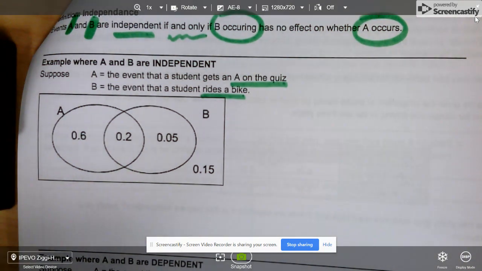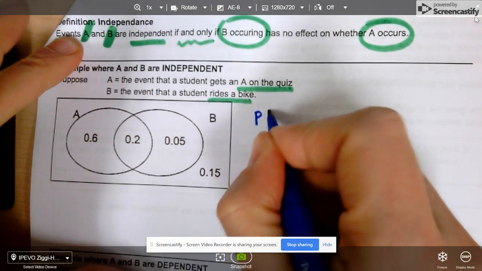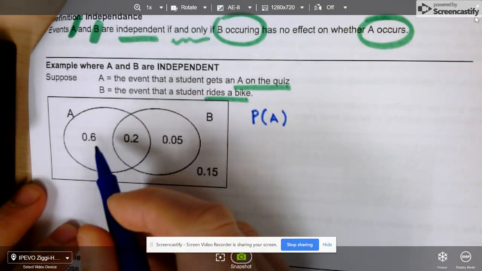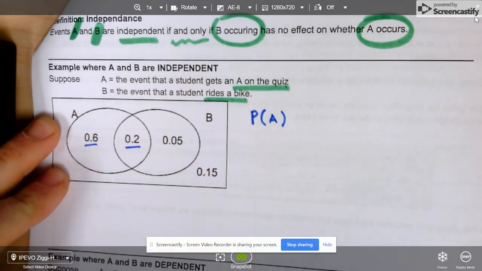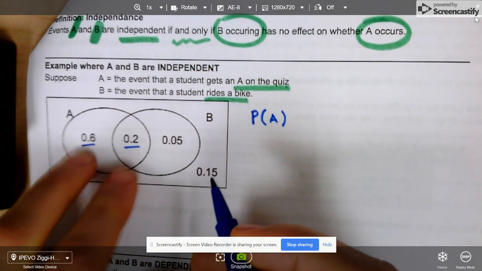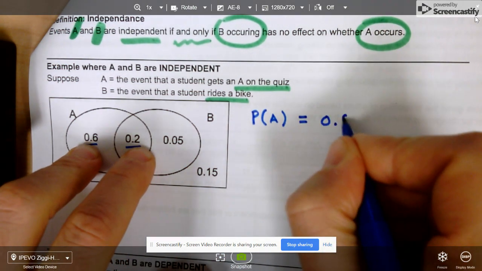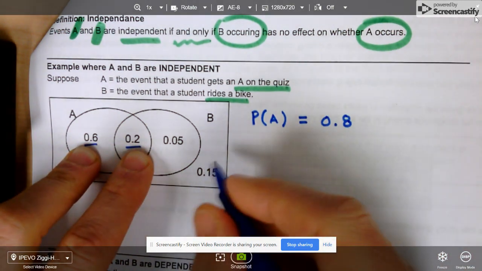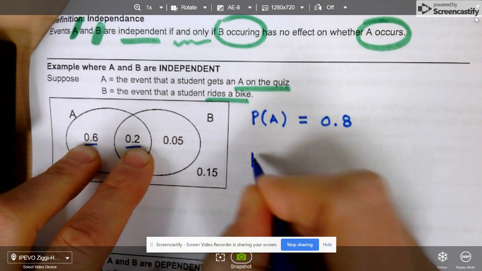Now let me show you a way that we can test for independence. Let's start by finding the probability of A. With a Venn diagram over here, we can see that A is these two regions of the Venn diagram, and if we add those two regions together, we find that 80% of students got an A on the quiz. Pretty good. Now, let's do this.